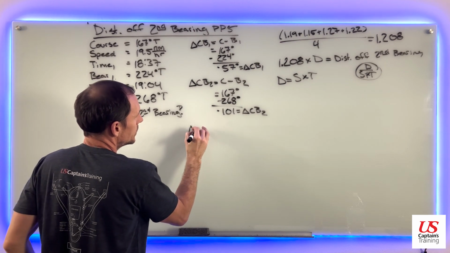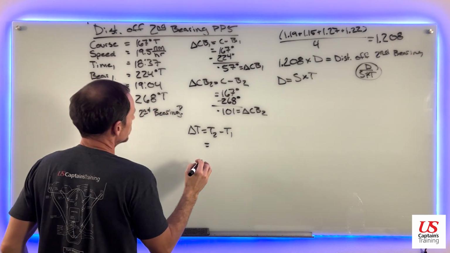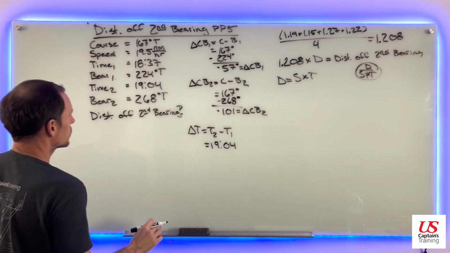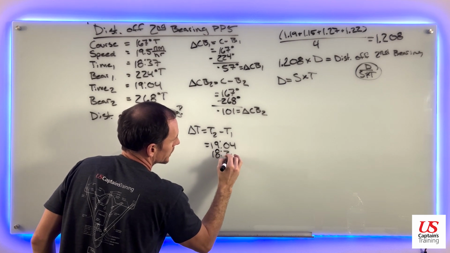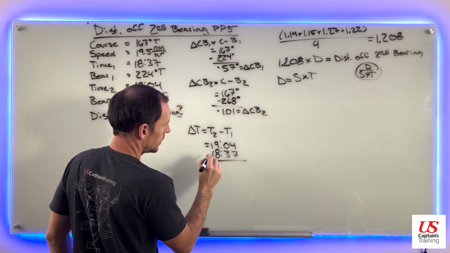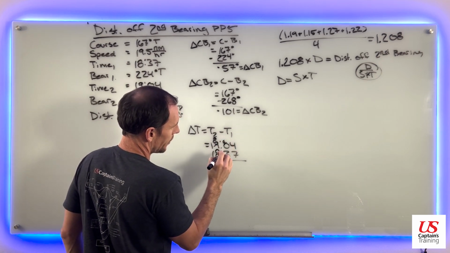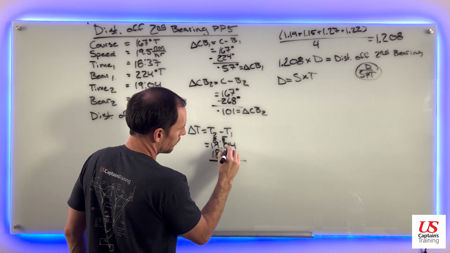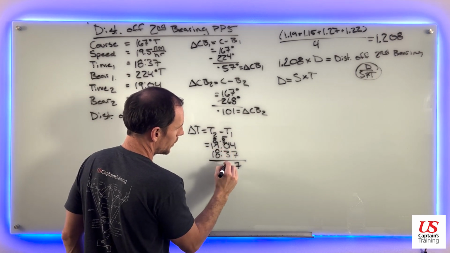So we write it down. Change in time equals time 2 minus time 1. Time 2 equals 19 hours and 4 minutes. We say it like that so we keep it straight. Time 1, 18 hours and 37 minutes. We can't take 37 from 4, so we need to borrow 60. So this will turn to an 8. And then we have to borrow again, so this will turn to 50. This will be a 14. 14 minus 7 is 7. 5 minus 3 is 2.